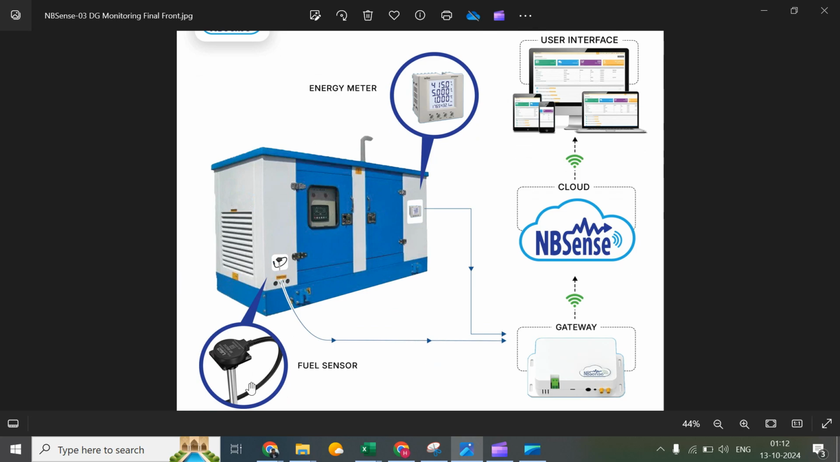The first sensor, we can see here, is a fuel sensor. For every diesel generator, we are installing an additional fuel sensor, which is the capacitive type fuel sensor, which is more accurate and reliable in this particular industry. The communication is RS-485, read and recognized by our gateway. So this is about the input.